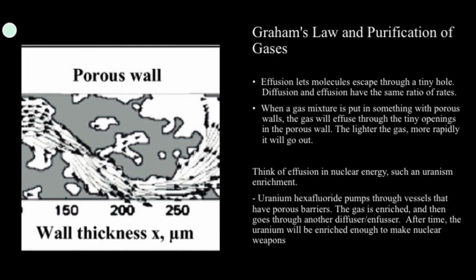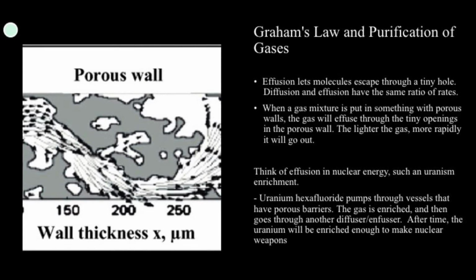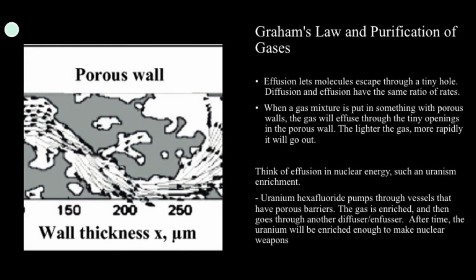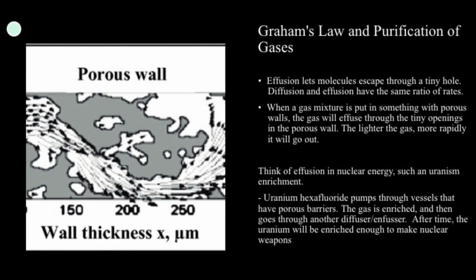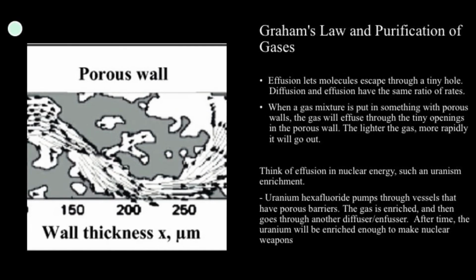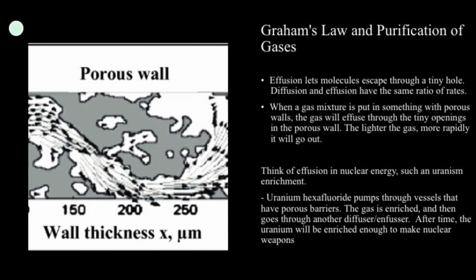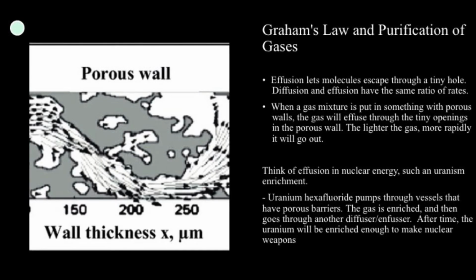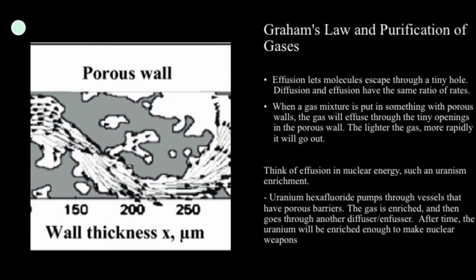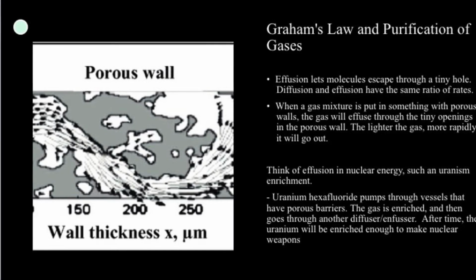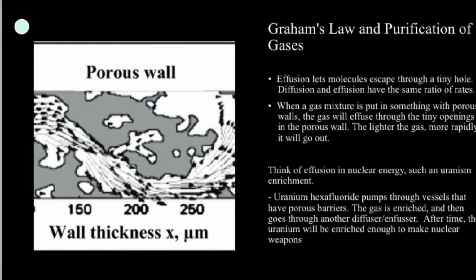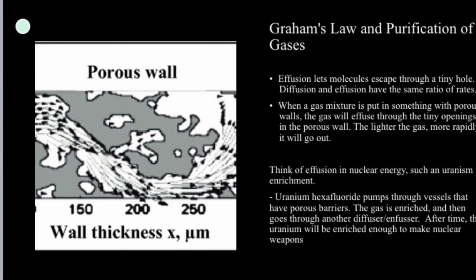We can think of effusion in nuclear energy, such as uranium enrichment. Uranium hexafluoride pumps through vessels that have porous barriers. The gas is then enriched and goes through another diffuser or effuser. After time, the uranium will be enriched enough to make nuclear weapons. Some militaries, such as the US military, actually restrict countries from having uranium hexafluoride so that they are unable to make nuclear weapons to go against them.